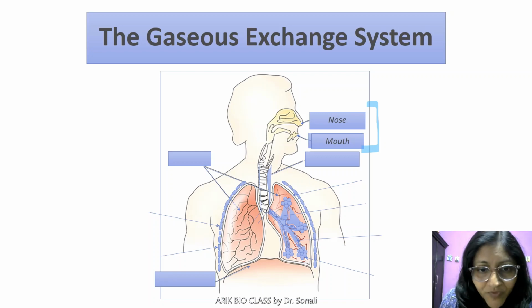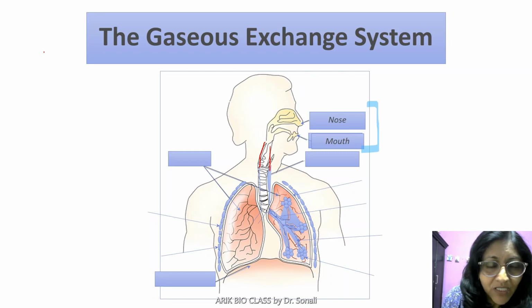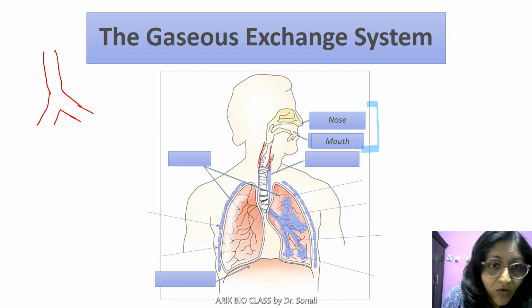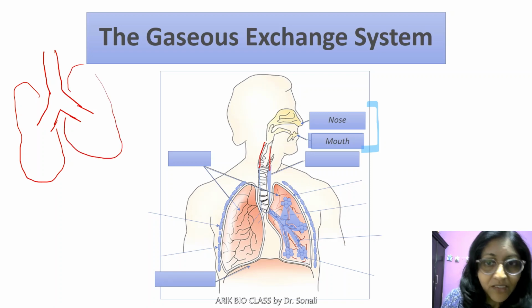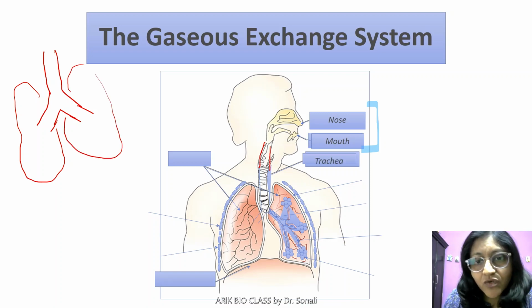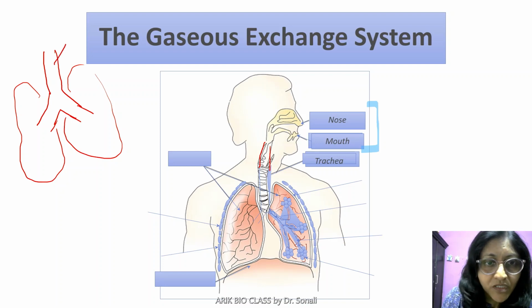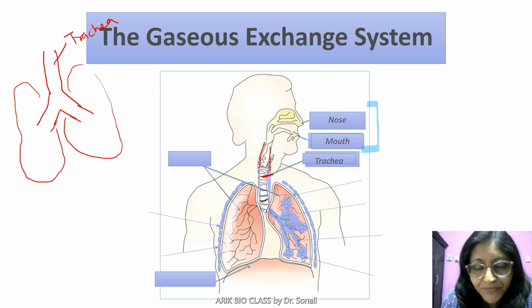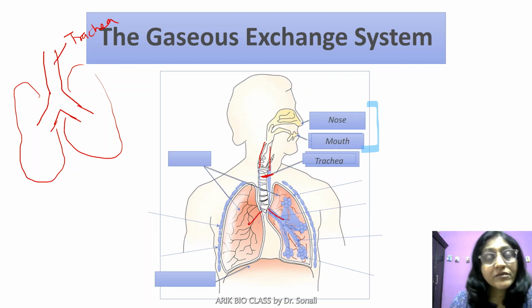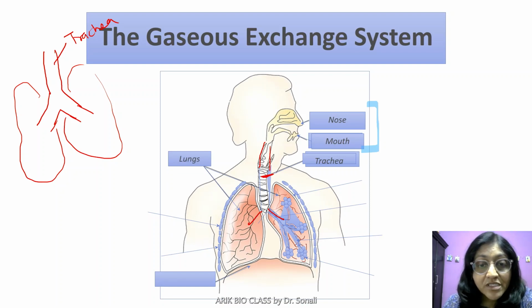What happens further? You have this windpipe. In layman's language we say windpipe, which separates into two branches over here, and these branches enter into the lungs. So as you can see, this portion is called the trachea. This one enters into the lungs further by dividing into two. So these are the lungs.